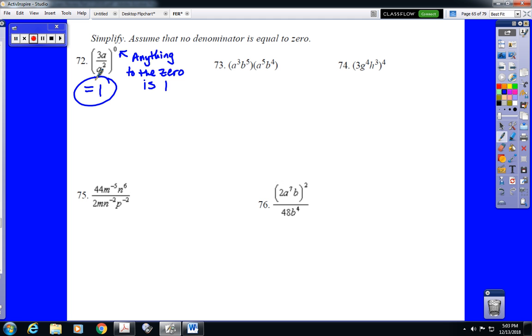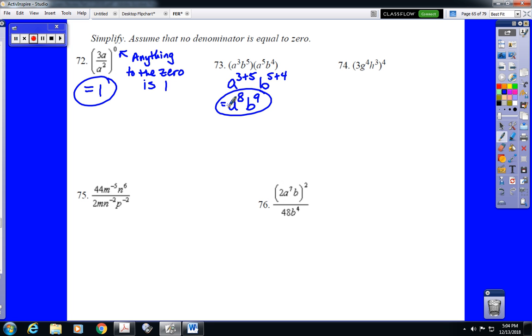Okay, on the next problem, we're multiplying 2 monomials. When we multiply the same base, we add the exponents. So that would be a to the 3 plus 5 and b to the 5 plus 4, which would be a to the 8th, b to the 9th. Done.